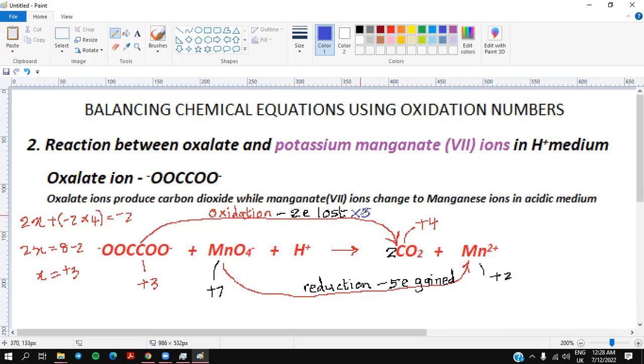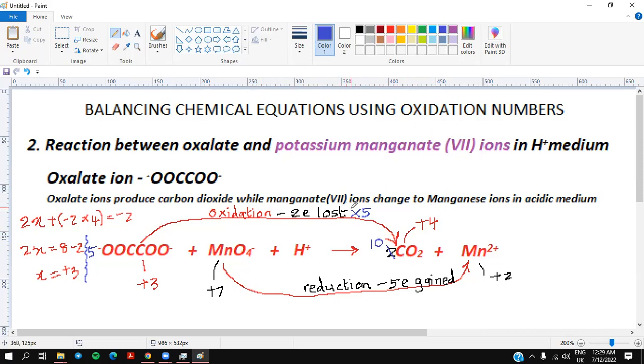When you multiply this by 5, I had to write oxalate ion 5. And here we have 2. When you multiply by 5, it becomes 10. So I cut this 2 and write 10. 10 carbon dioxide.